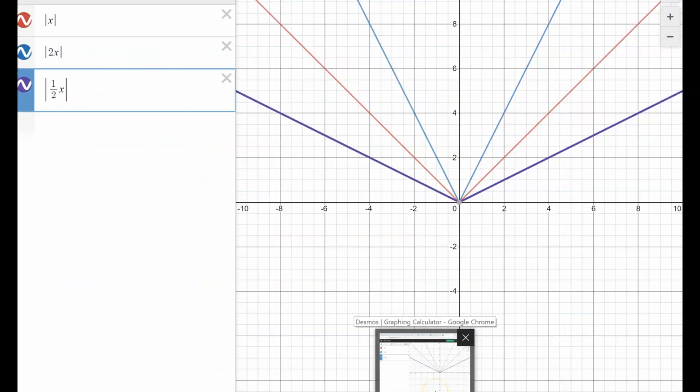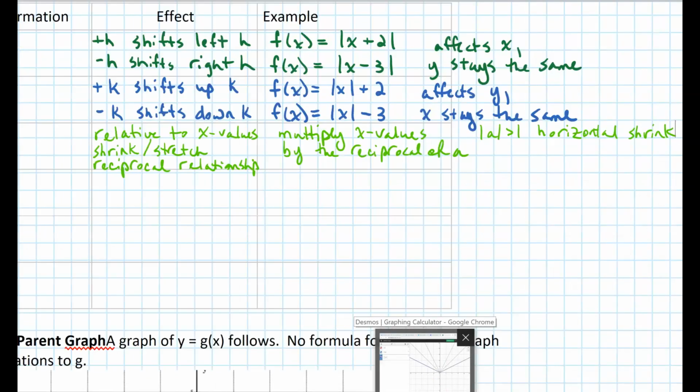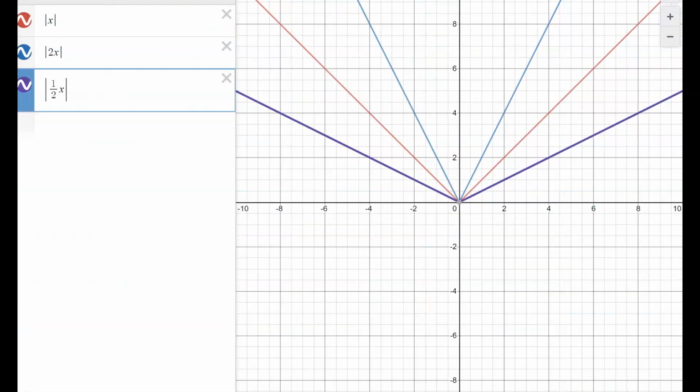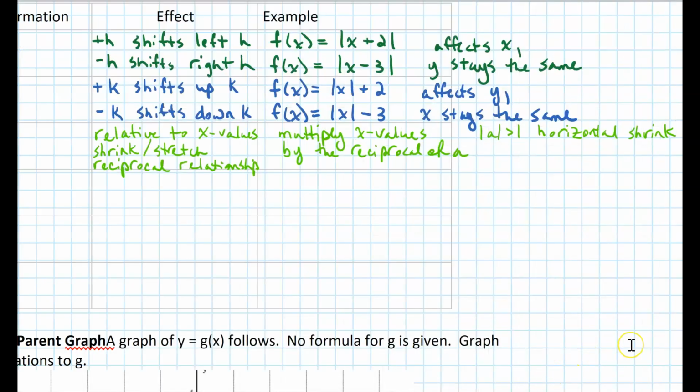But when you say the absolute value of a is greater than 1, it could also be less than -1, right? Yes, that's why we're saying the absolute value. Because if it's a negative value, it's just going to reflect it over. So this one here, if the absolute value of a is less than 1, we get a horizontal stretch.